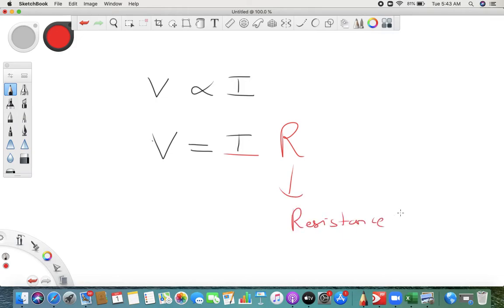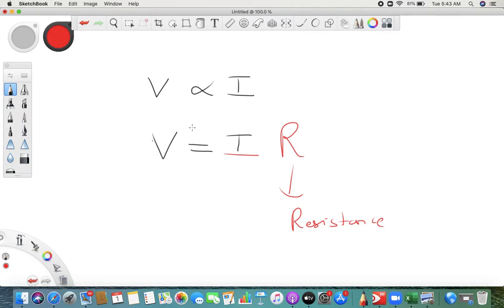Now what is the role of resistance here? The name itself tells you something. It is stopping something. So what does it stop? It can stop the current. Now how does it stop the current? By stopping the flow of electrons. I'll introduce that later. So V is directly proportional to I, V is equal to IR.